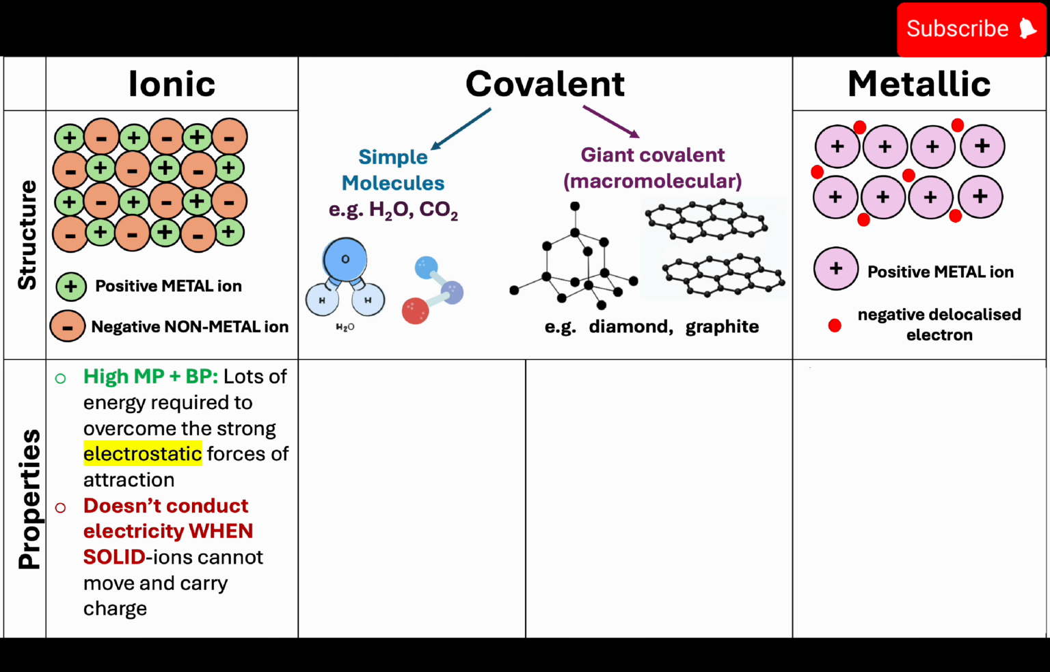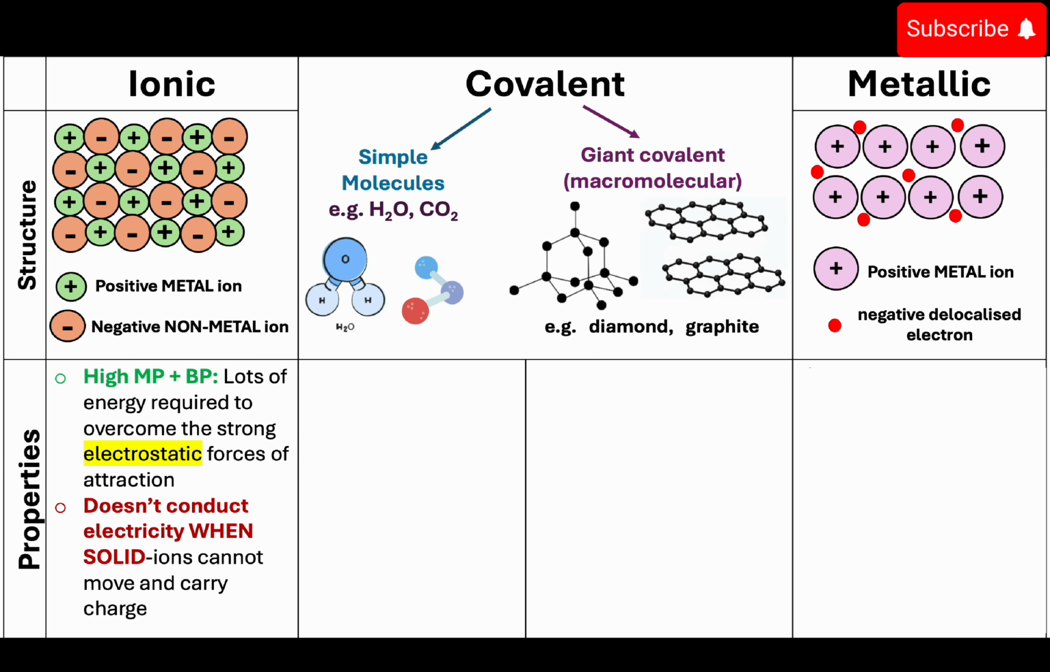Second thing is that it does not conduct electricity when it's solid. So when you look at that structure over here, that's not going to conduct electricity, because in order to conduct electricity, the ions have to be free to move. This structure does not look like it's free to move. However, if you were to melt it down or dissolve it in water, then the ions are now free to move and carry charge. So ionic compounds will not conduct electricity when they're solid, but they will when they're molten or aqueous.